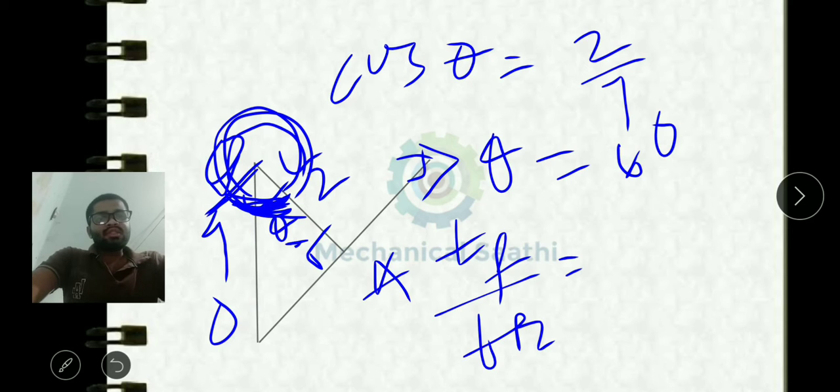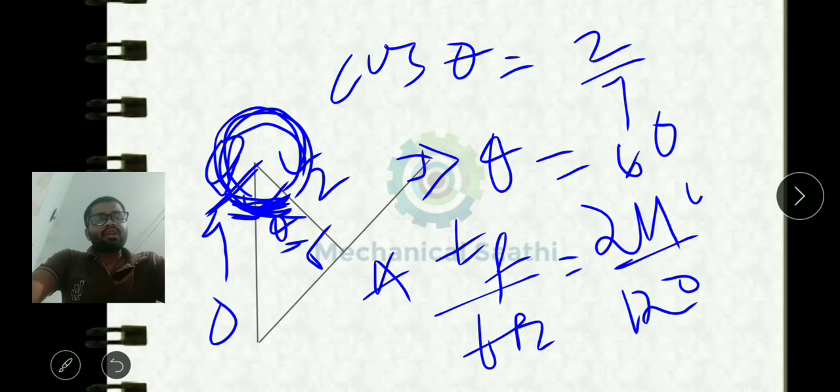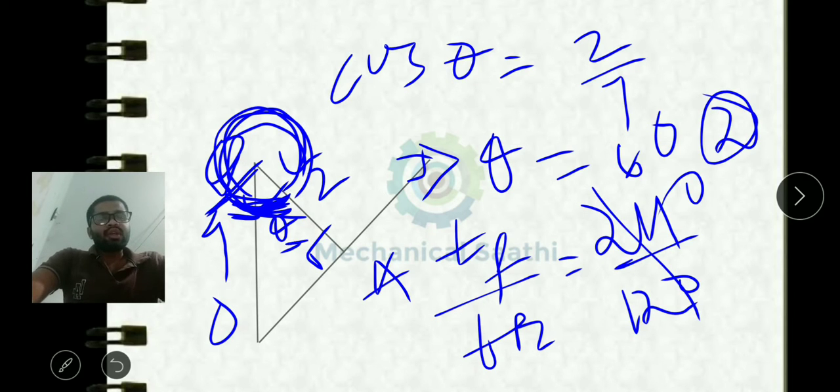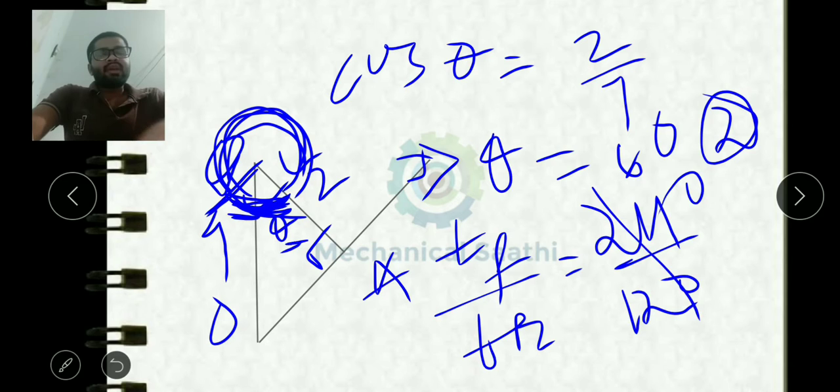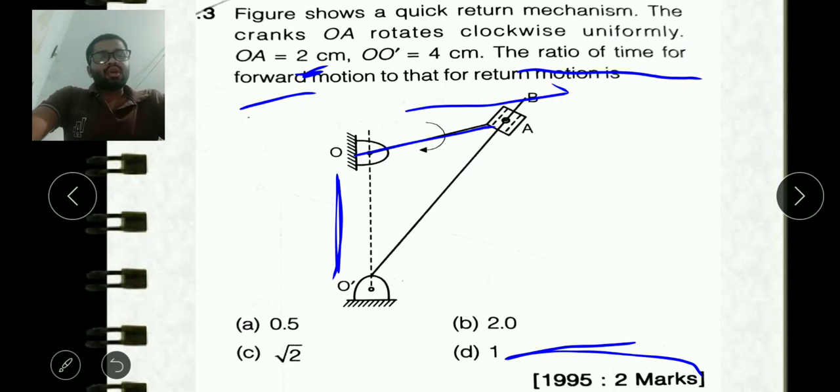So if this is theta, then this will be 2 theta, and 2 theta will be equal to 120. Okay, so we can put this value, that is 120, in the denominator, and this value we can find out, that is 360 minus 120, so that will be equal to 240 over here. So 240 divided by 120, so 2 will be the answer here. So the ratio will be 240 by 120, and that will be equal to 2. So option B will be the correct answer here. So this was also quite easy. Okay, so this was asked in 1995, for 2 marks. So option B, that is 2, will be the answer here.